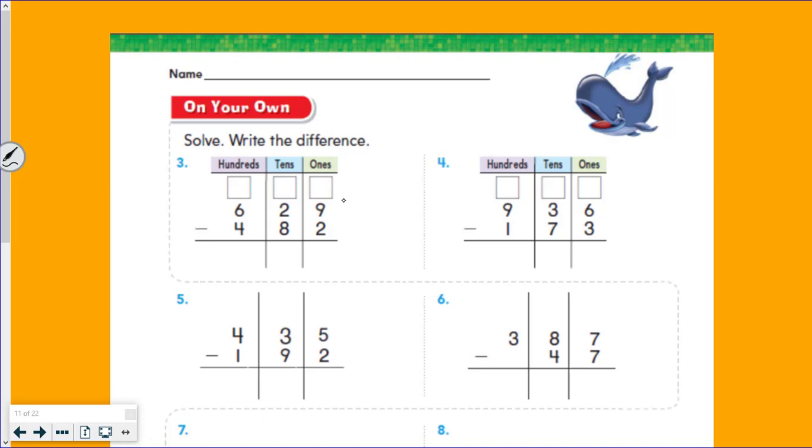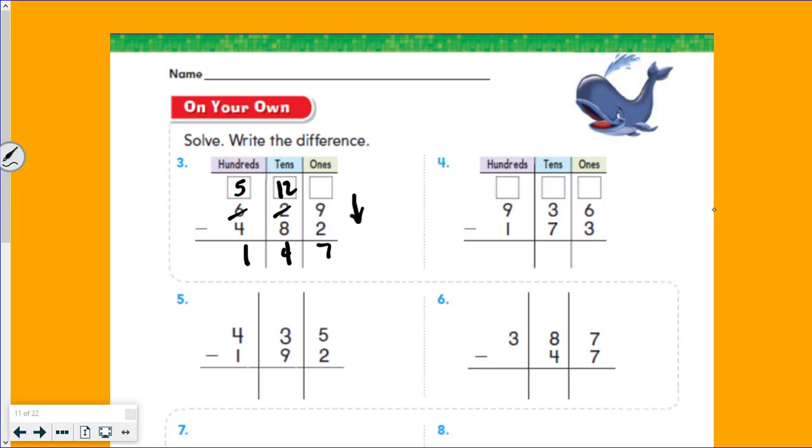Okay, so we start with the ones. 9 take away 2 is 7. Go to the tens. Can't do it, so I'm going to regroup. So this becomes 5, and this becomes 12, right? And so we got 12 tens take away 8 tens equals 4. Then my hundreds, 5 hundreds take away 4 hundreds is 1. So your final answer, you should have gotten 147.